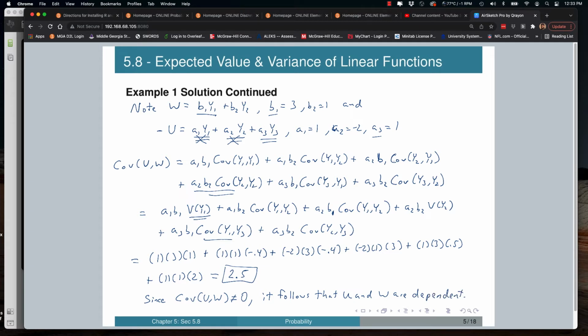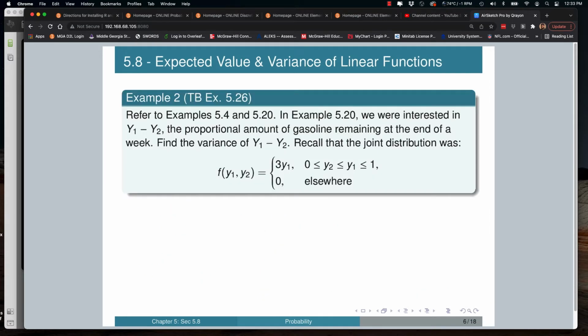Yeah. Cool. Well, that's the long-winded solution to that one. All of these are going to kind of be that way, unfortunately. These are just tedious problems, like I said. So, example 2, textbook's exercise 5.26 says refer to examples 5.4 and 5.20.